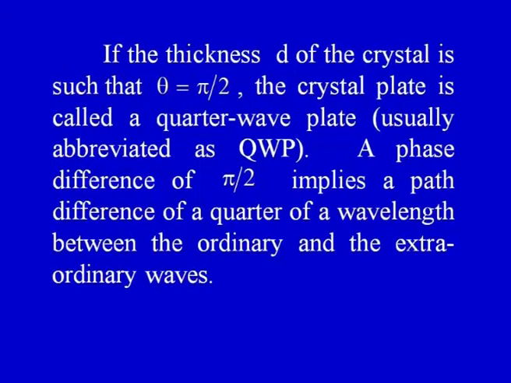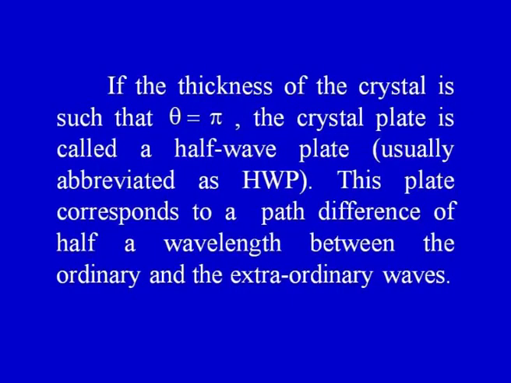If the thickness d of the crystal is such that θ equal to π/2, a quarter vibration, the crystal plate is called a quarter wave plate, usually abbreviated as QWP. A phase difference of π/2 implies a path difference of a quarter of a wavelength, that is λ/4, between the ordinary and the extraordinary waves.